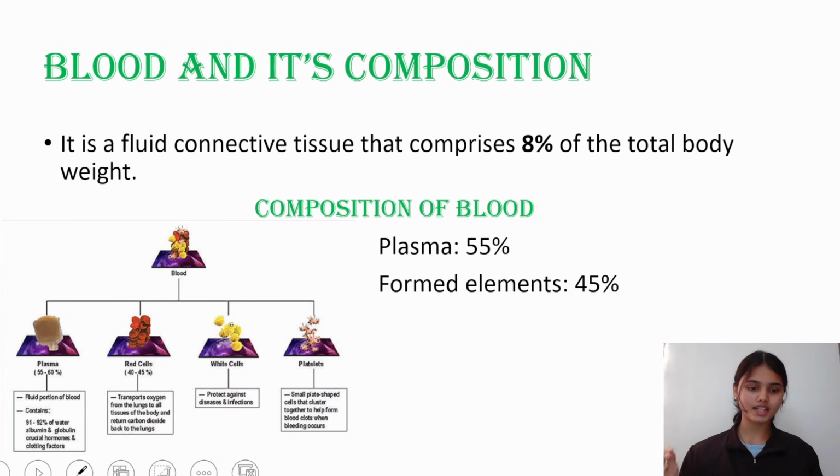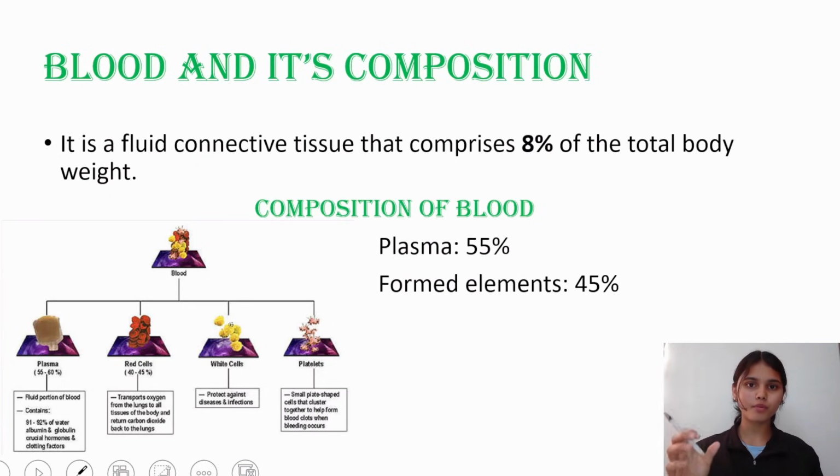Okay, now blood and its composition. As we know, blood is a fluid connective tissue. We know all this part, but now what is the key term over here? That it comprises 8% of the total body weight. Now, composition of blood, that is the plasma component and the formed elements component.